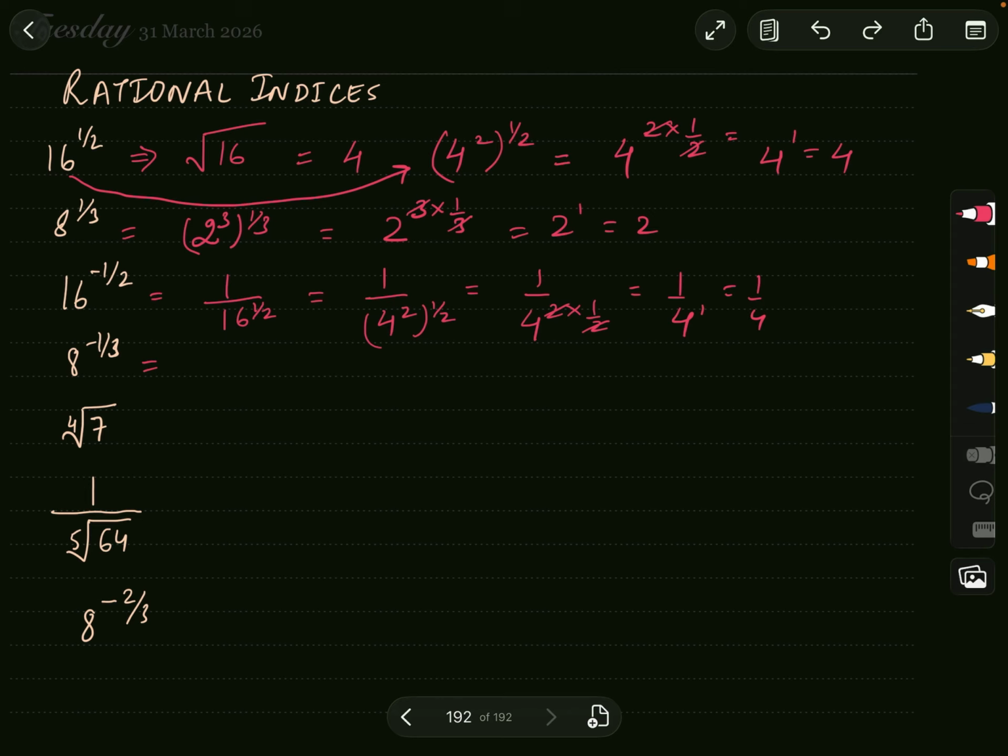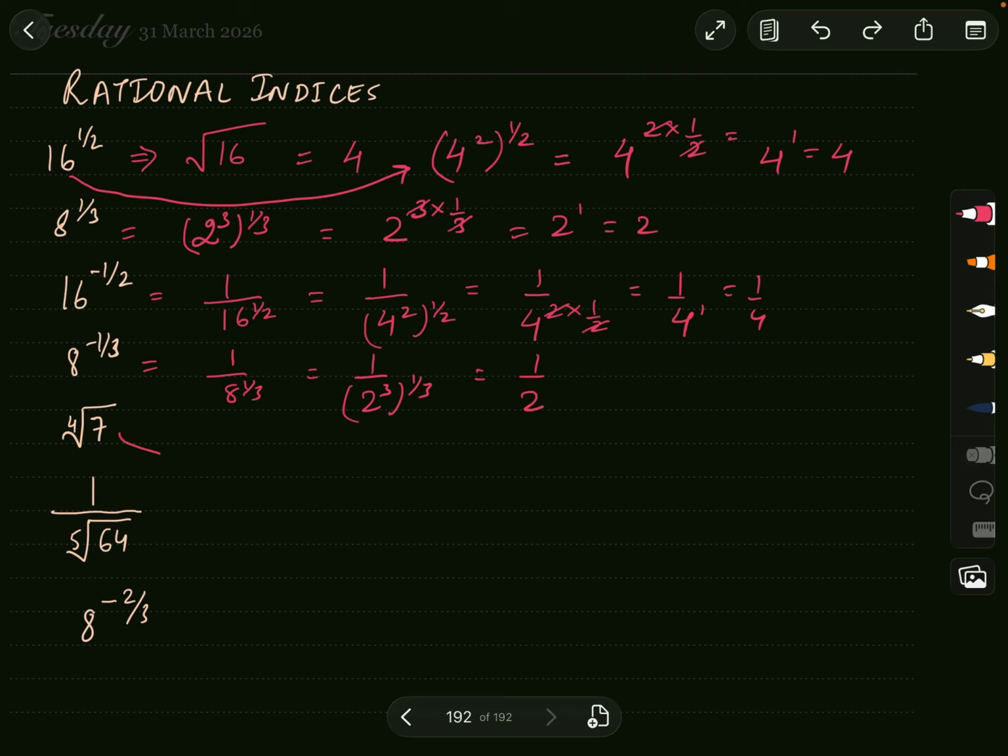Similarly, 8 to the power of negative 1/3. You try yourself. 1 over 8 to the power of 1/3. But we know that 1 upon 2 to the power of 3 to the whole power of 1/3 is going to be 1 over 2, according to the indices rule.